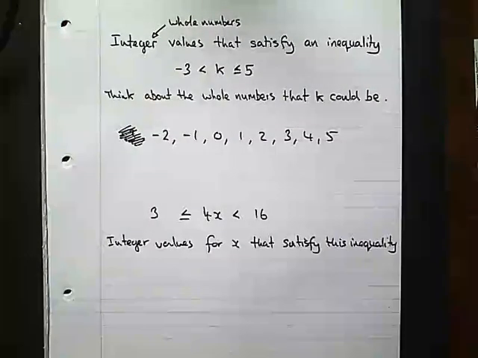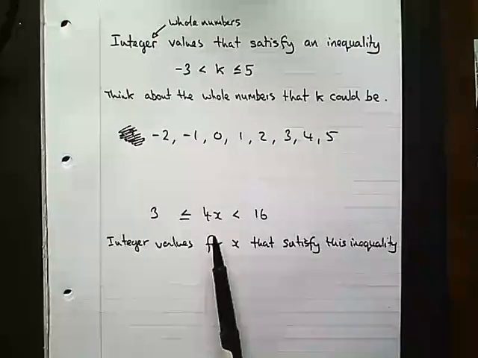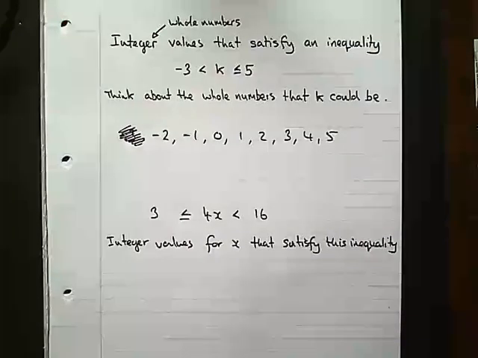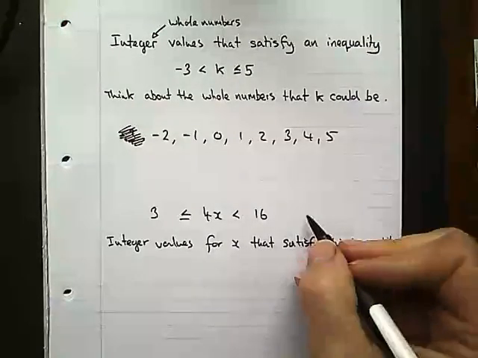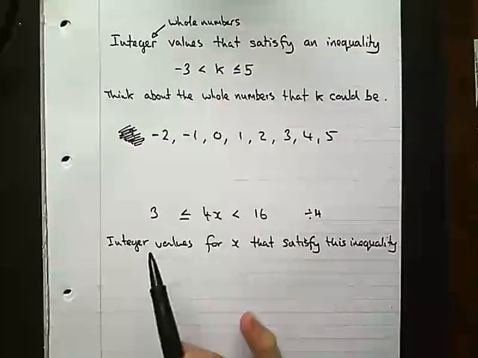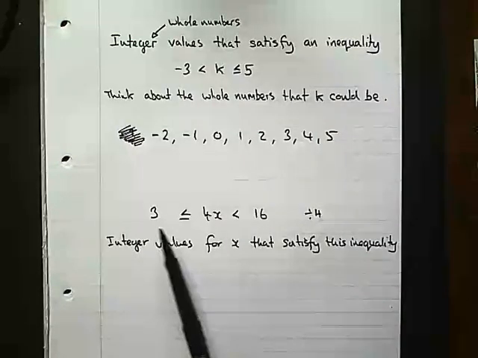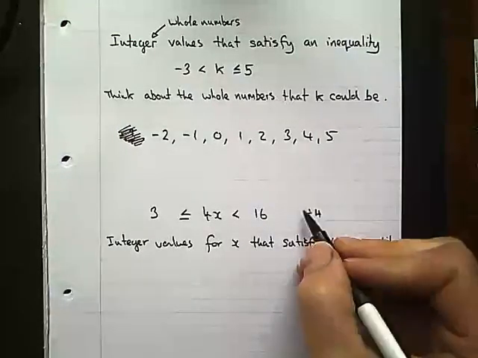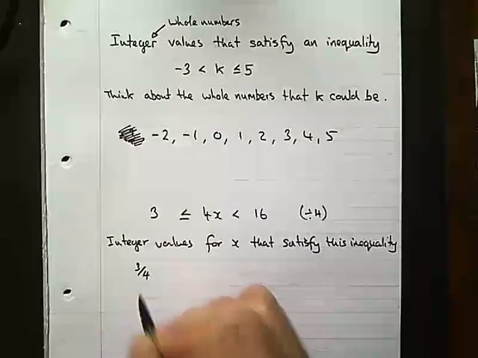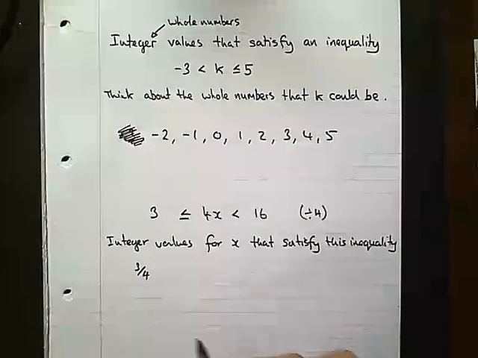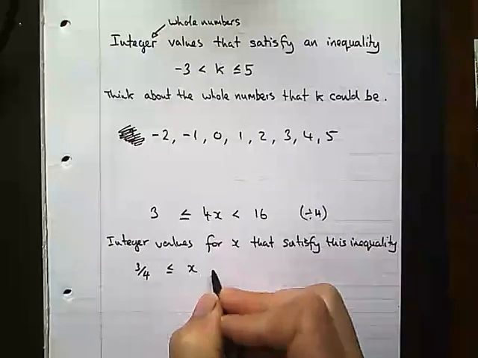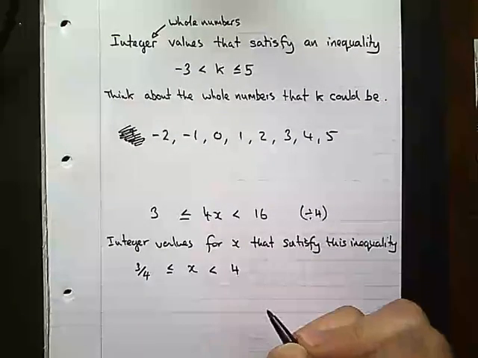So first of all, this inequality doesn't represent just x on its own in the center. It represents 4x. So I need to divide it by 4, and then I will just have x in the middle. I can get away with doing this: I can divide all of these values by 4. So 3 divided by 4 is 3/4, and 4x divided by 4 is just x, and 16 divided by 4 is 4.